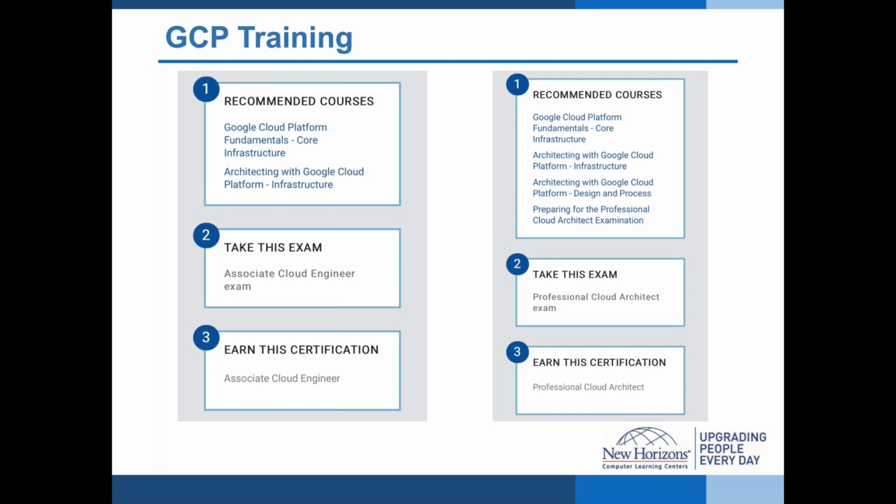So on this slide and the next slide, I'm going to show you the recommended courses. On the left, for Associate Cloud Engineer, if that's where you're starting out: Google Cloud Platform Fundamentals: Core Infrastructure, and Architecting with GCP: Infrastructure. And on the right, it's those same 2, the Fundamentals class and the Architecting class. Then we also have a Design and Process class, and there's a Preparing for the Professional Cloud Architect exam. That last one is relatively new. It's been out for a few months now, but that's a lifesaver when you have to go take the exam, especially when you're taking it for the very first time. So those are our recommended courses to go through.